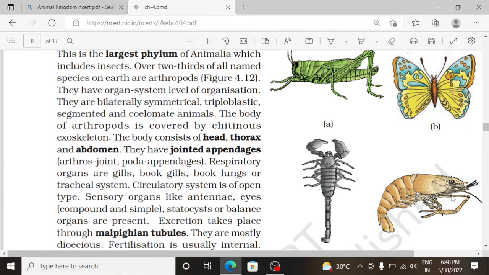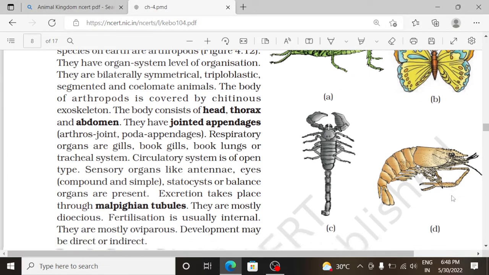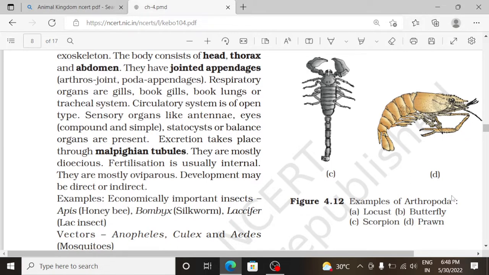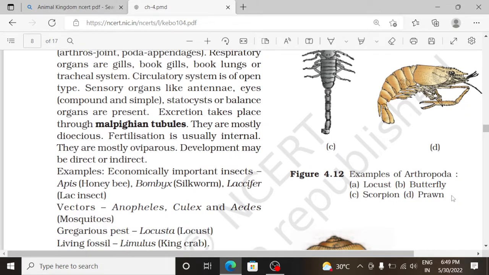They have jointed appendages, arthros joint, poda appendages. Respiratory organs are gills, book lungs or tracheal system. Circulatory system is of open type. Sensory organs like antennae, eyes, compound and simple, statocysts or balance organs are present. Excretion takes place through malpighian tubules. They are mostly dioecious. Fertilization is usually internal. They are mostly oviparous. Development may be direct or indirect.